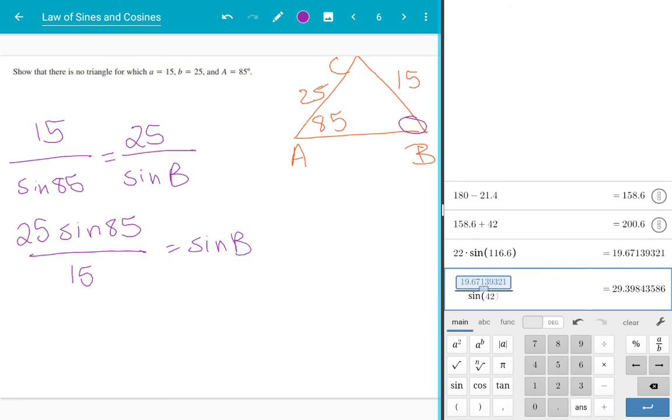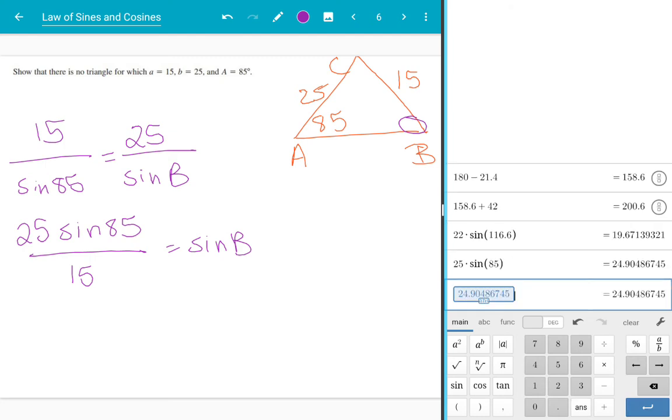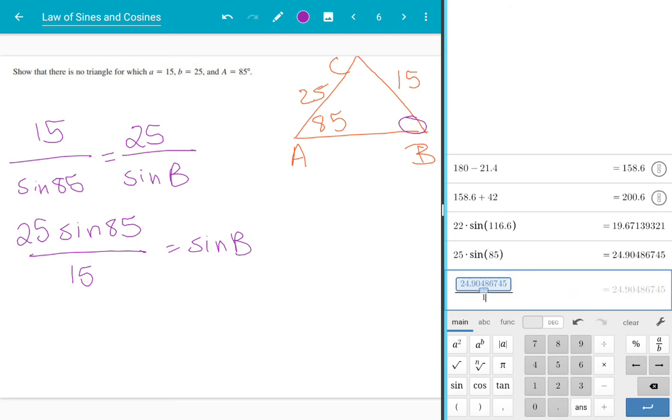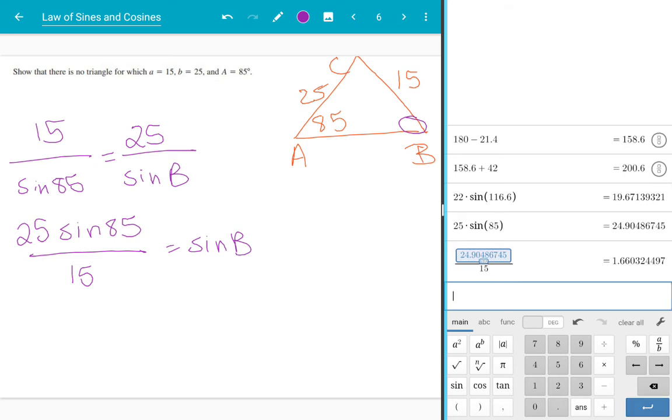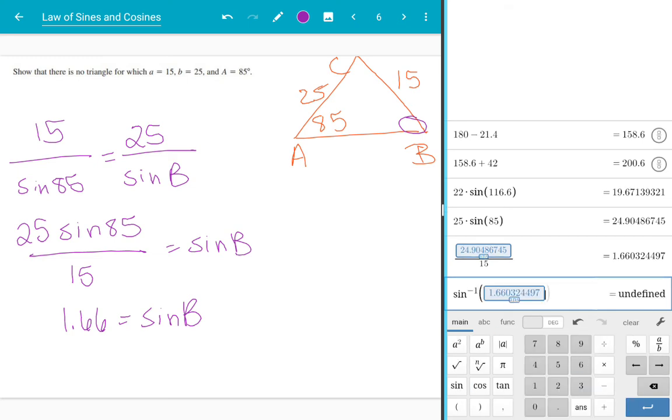Okay, so let's clear this out. We have 25 times the sine of 85. We're going to take that answer and divide it by 15. So I get 1.66 is equal to sine B. All right, now let's try to find the inverse of this. So we click sine inverse of the previous answer, and I get undefined.